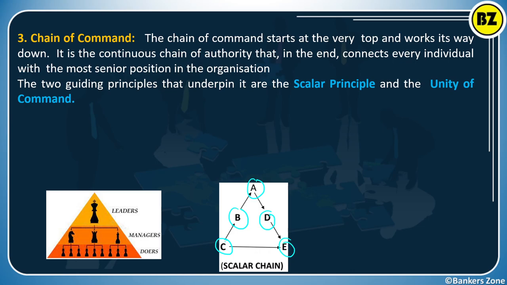So when some order passes from C to E, whatever order passed by C must, without fail, reach E. So this is what the scalar chain is.